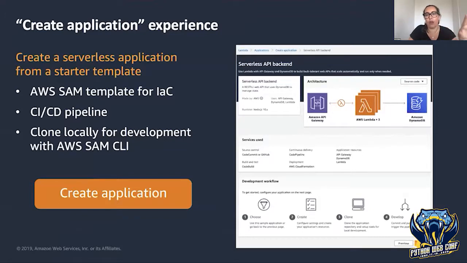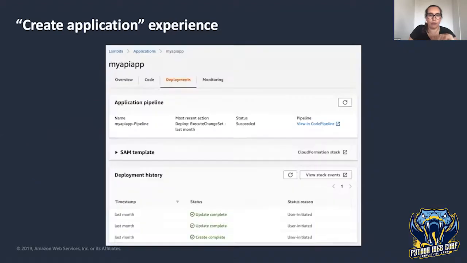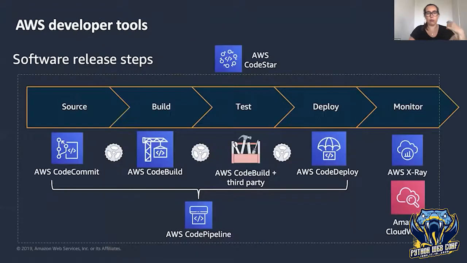CDK is another framework for infrastructure as code. So if you're into that, you also get it from this experience. So this is also available in the Lambda page when you are creating an application. So this is how it looks. You can see the deployments and you get all the information there, and you can also visit CodePipeline with the application development.